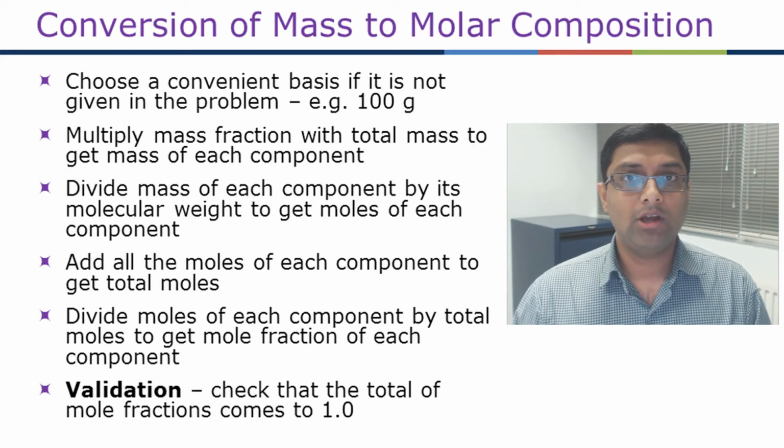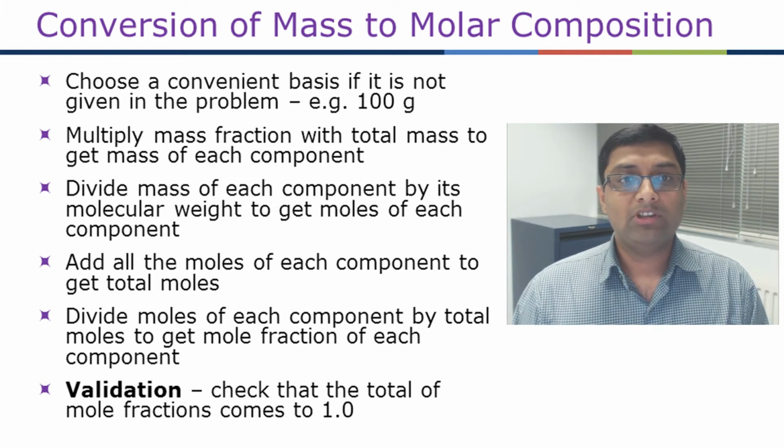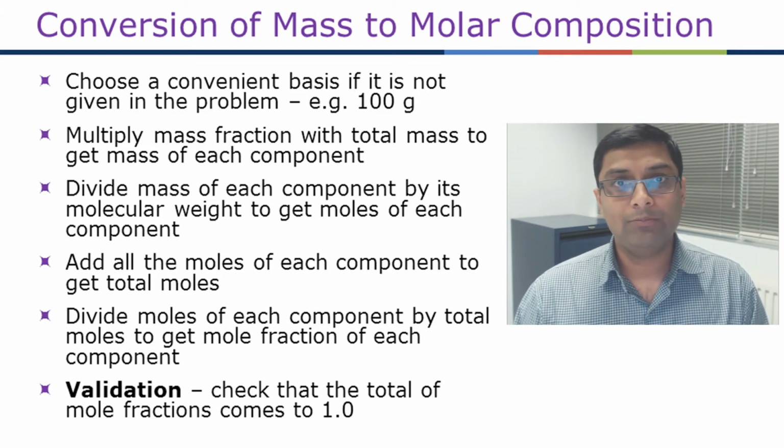So let's look at how to solve the homework assignment on mass to mole composition. The first thing to do is choose a convenient basis if a basis is not given, like in this problem. So if a basis is not given, choose 100 gram as a basis or 100 kilogram. The next thing you would do is multiply the mass fraction with the total mass so that you can get the mass of each component.